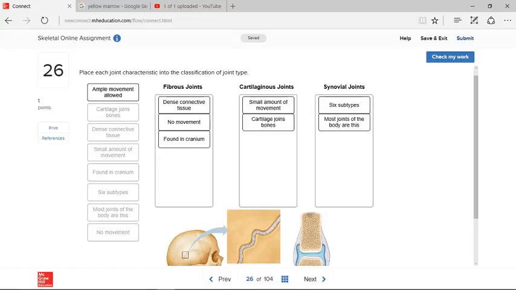Because synovial joints have synovial fluid, and that lubricates your cartilage so that you can move a lot. The synovial joints make it easier to move, so ample movement is allowed. That was super confusing. I hope you guys followed that along.